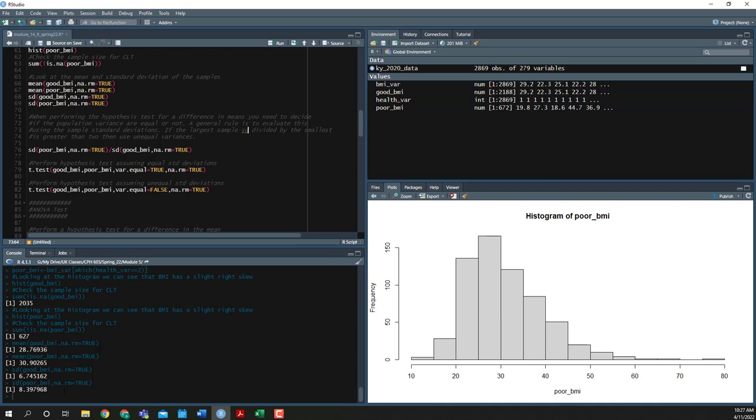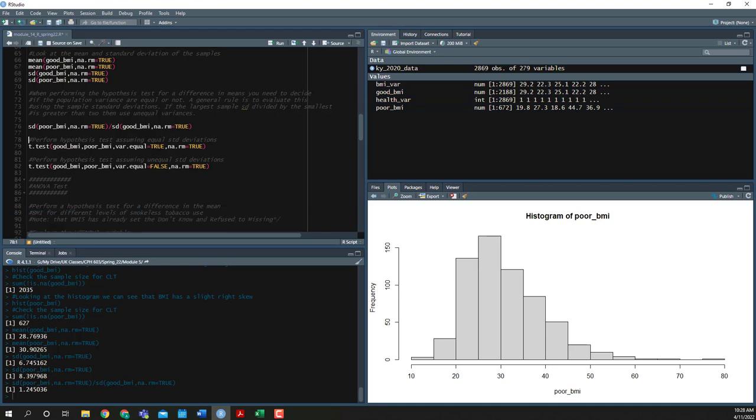So what we're going to do here is notice, if we look before, we see that for the poor BMI, they have a larger standard deviation than the good one. So what I'm going to do is divide the standard deviation for the poor health BMI by the standard deviation for the good health BMI. We see that's equal to 1.24. That is not over 2. So in this case, it would be reasonable to assume equal standard deviations. So we're going to run that t-test.